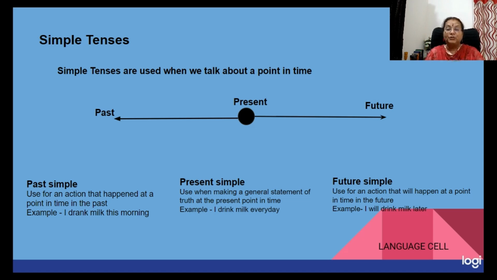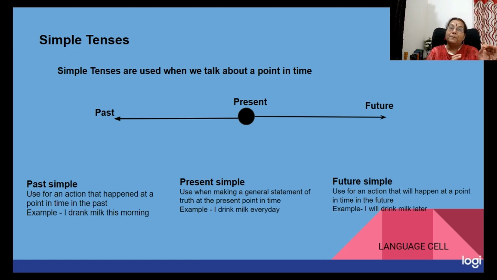Now let's come to the present. Present simple. Used when making a general statement of truth at the present point in time. Example: I drink milk every day. Something that you do every day. It's not just now. We use a simple present. When we use a simple present, we also use it for something that happens every day and it's habitual. The sun rises in the east. That's something that happens every time. So it's a simple present. For such things which are general truth also we use simple present.